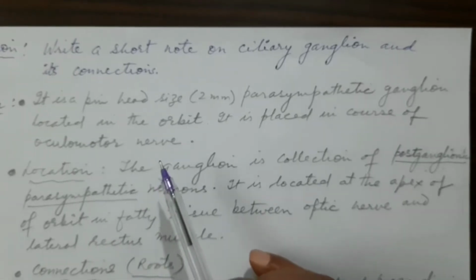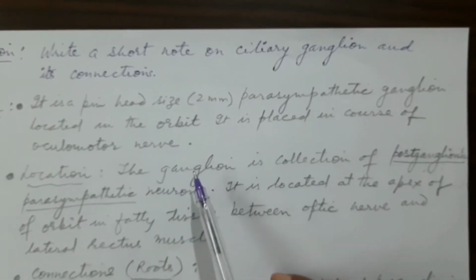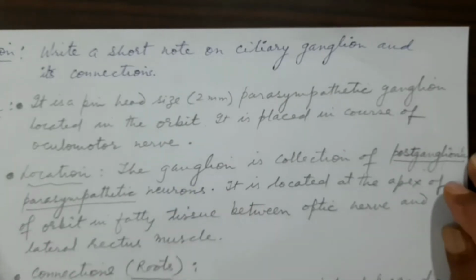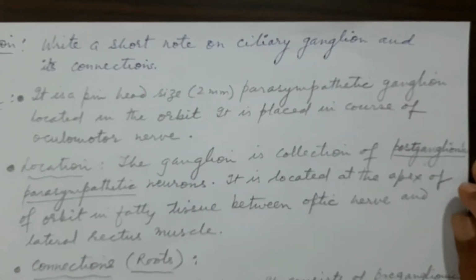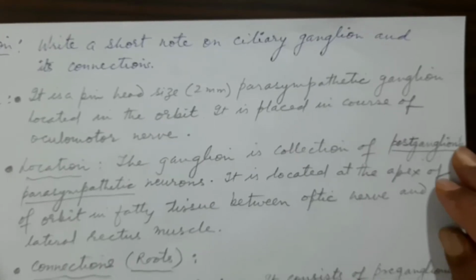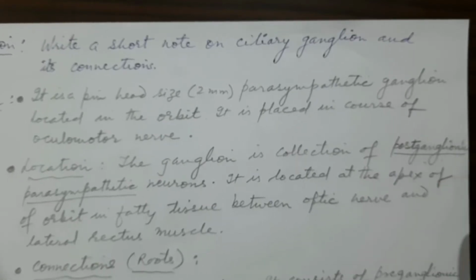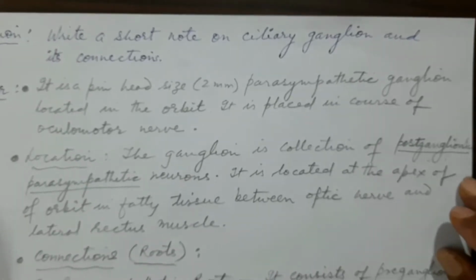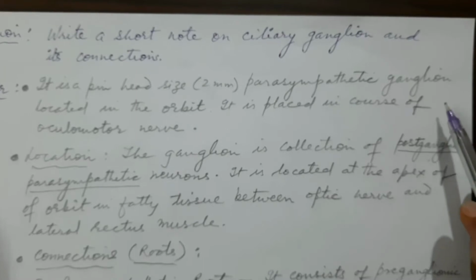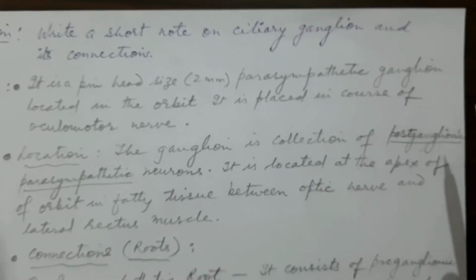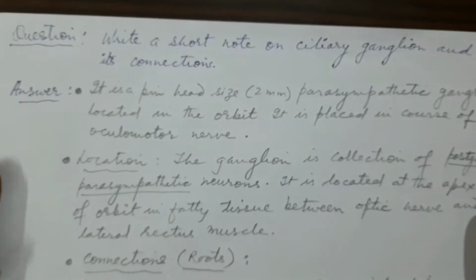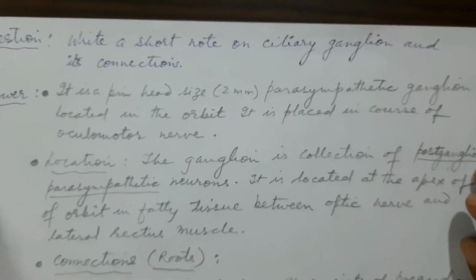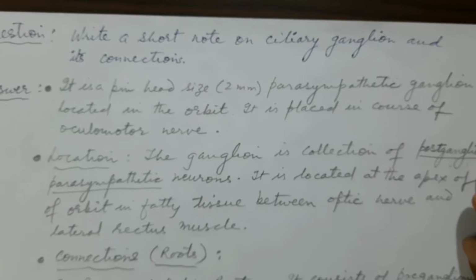Okay, it is near the apex of the orbit and it is placed in course of the oculomotor nerve, attached to the oculomotor nerve. That means the parasympathetic preganglionic fibers which are coming, they come on the oculomotor nerve, and from the branch of the oculomotor nerve, this ganglion hangs near the apex of the orbit. So its topographical relationship of this parasympathetic ganglion is with that of the oculomotor nerve.